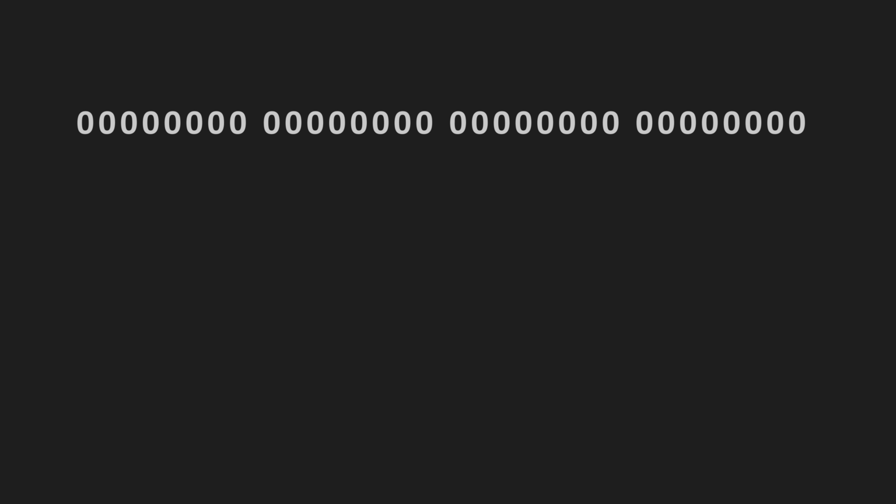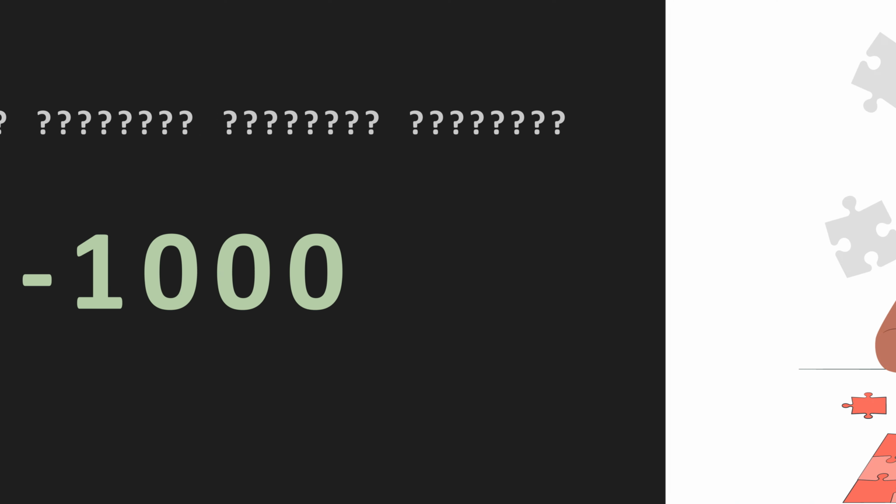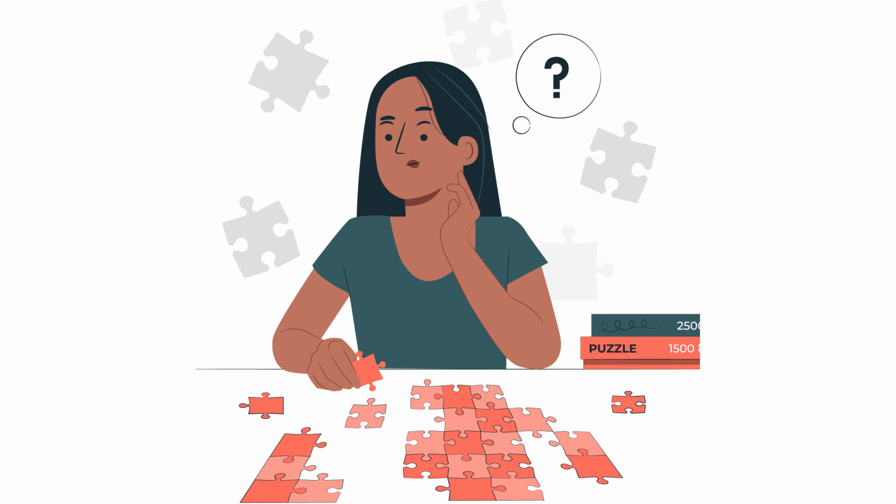A zeroed 4-byte integer represents 0, 1 represents 1, 10 is 2, 11 is 3, and so on, up to the maximum value an integer can represent when all bits are set to 1. But what about negative values like -1 or -1000? These are also integers, right? How do we store those? And how does the arithmetic even work?